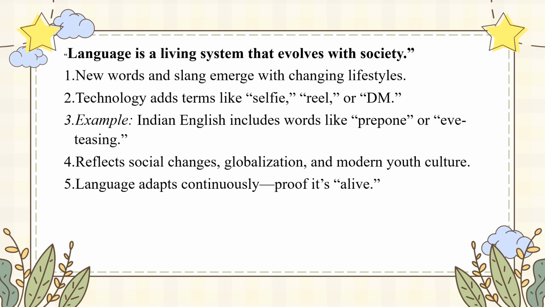Language is a living system that evolves with society. New words and slang emerge with changing lifestyles. So we keep adding new words to our language. Technology adds terms like selfie, reel, DMs. Indian English includes words like prepone or eve teasing. All this reflects social changes, globalization, and modern youth culture. So, language adapts continuously, and that is the proof that it is alive. So, language is a living system, and it is growing along with the society.